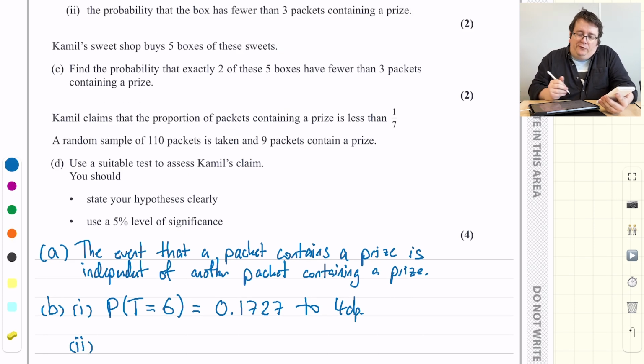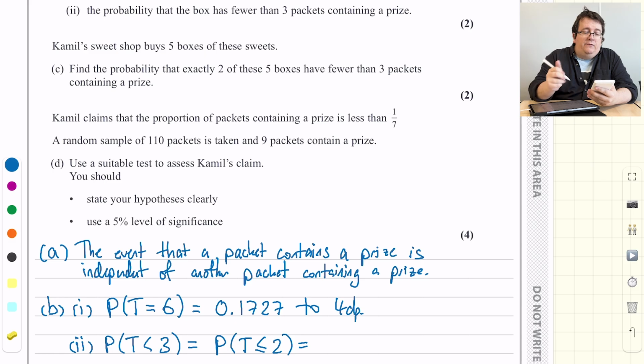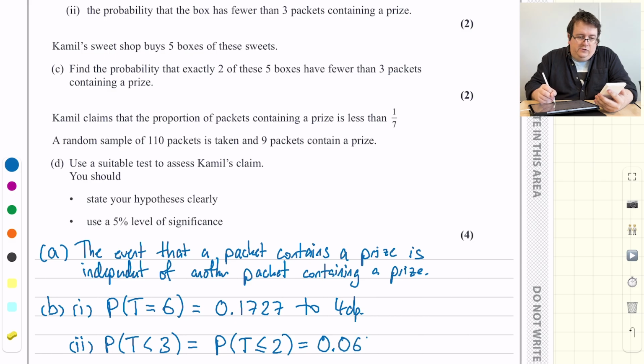Okay, part 2. The probability that the box has fewer than 3 packets containing a prize. So fewer than 3 is the same as less than or equal to 2. So you can use binomial CD for this. So again, n is 40, p is 1/7, and we want less than or equal to 2. We should get 0.0616 to 4 decimal places.